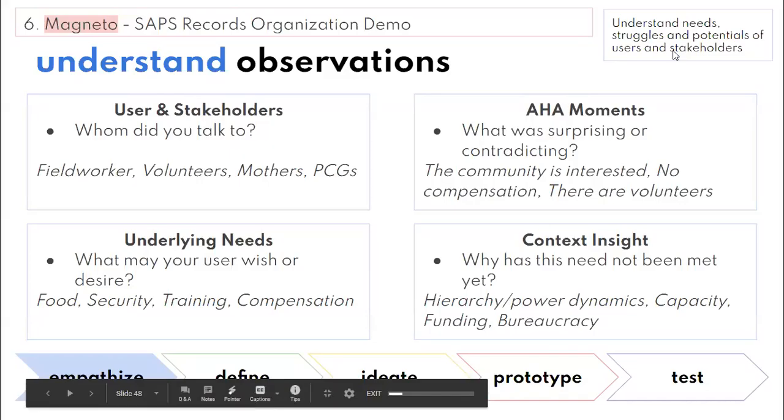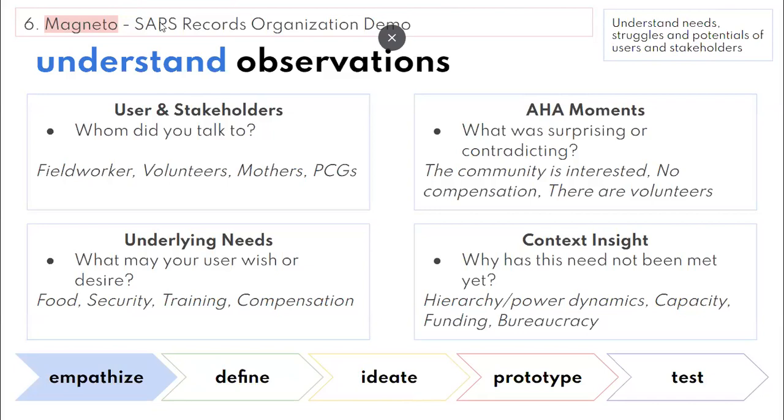So also understanding observations, we have wanting to look at the underlying needs. What may your user wish or desire? So if we have a look on top, we have Magneto, SAPs, records, and organization demo. What are their needs and desires? What do they wish for? What are they needing to be solved through you approaching this particular challenge?